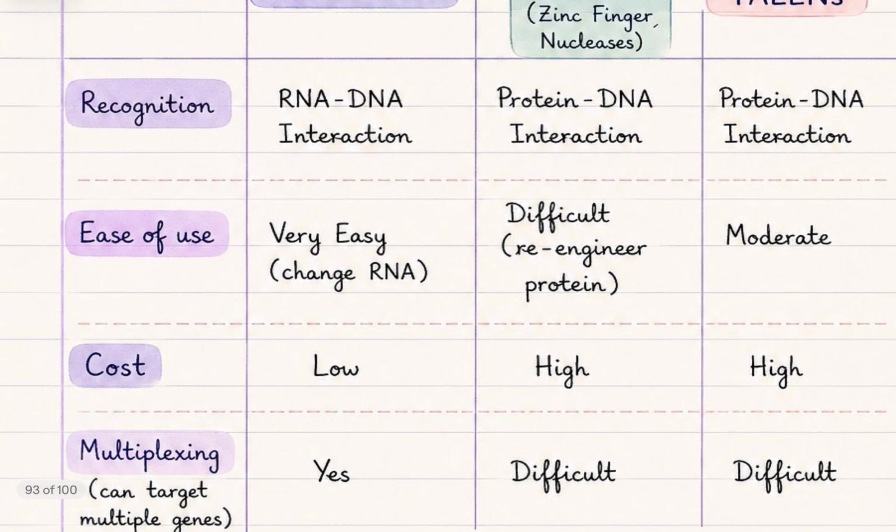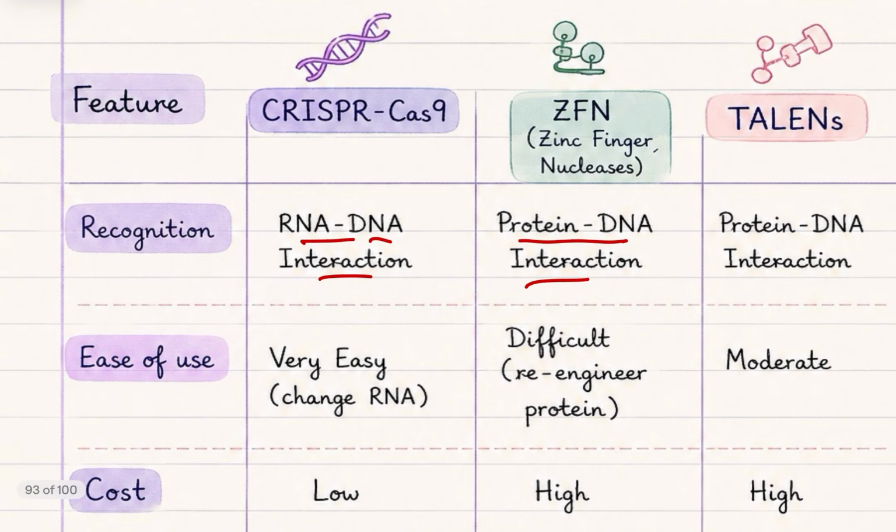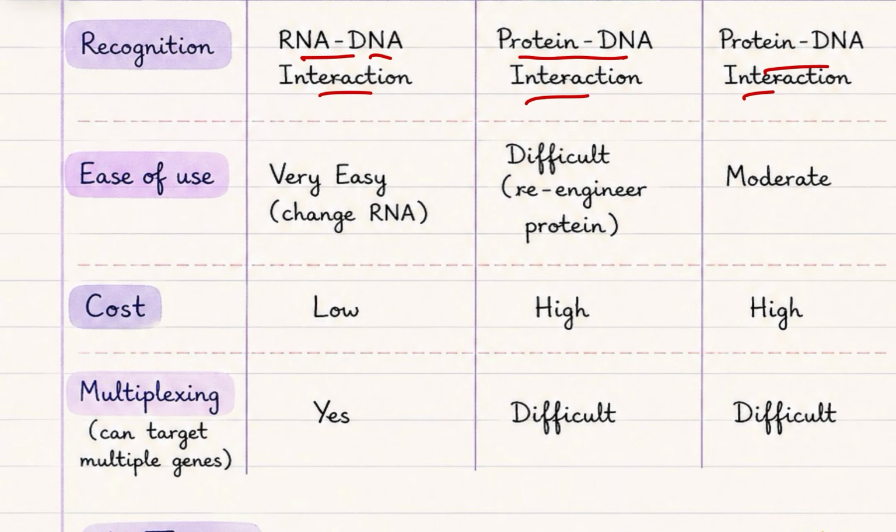Recognition: CRISPR-Cas9 recognizes RNA-DNA interaction, zinc finger only protein-DNA interaction, TALENs only protein-DNA interaction. Ease of use: very easy, difficult, moderate. Cost: low, high, high. Multiplexing: CRISPR can target multiple genes, the others difficult, difficult.